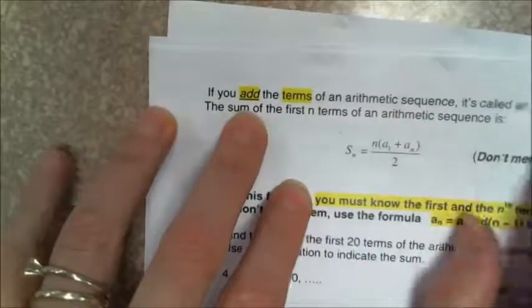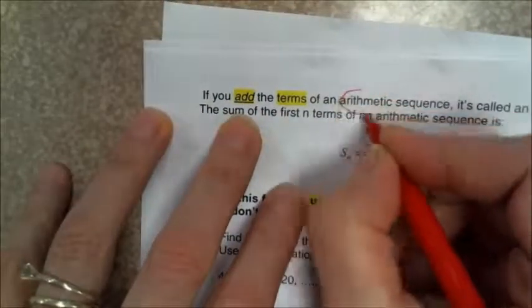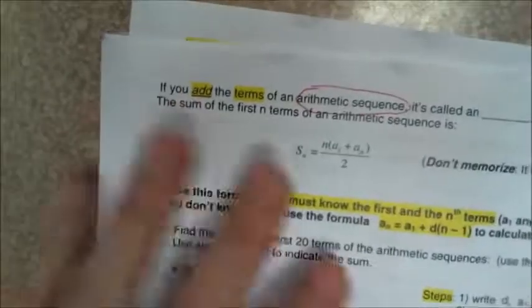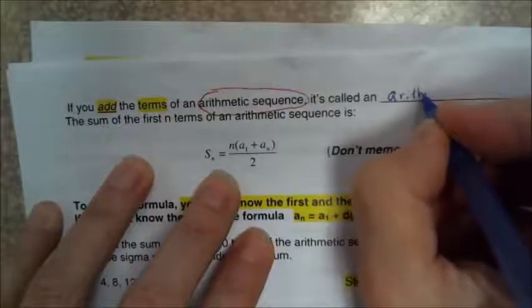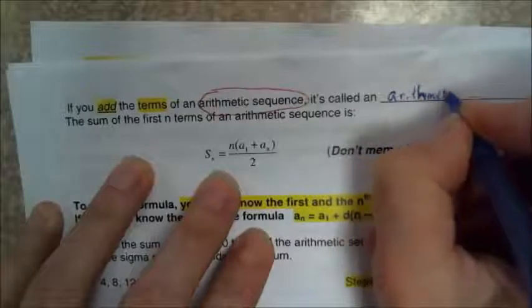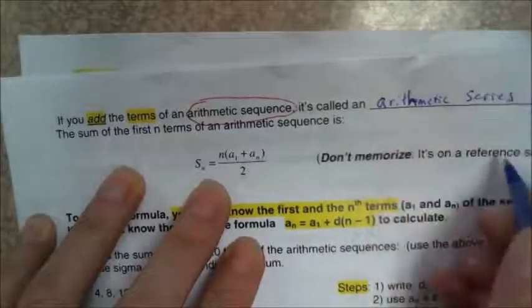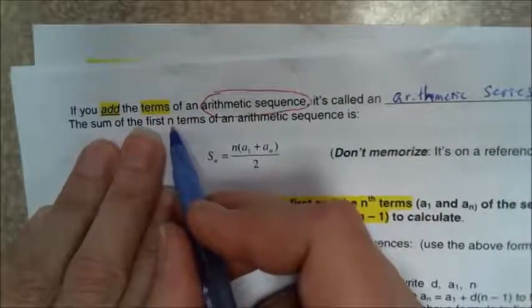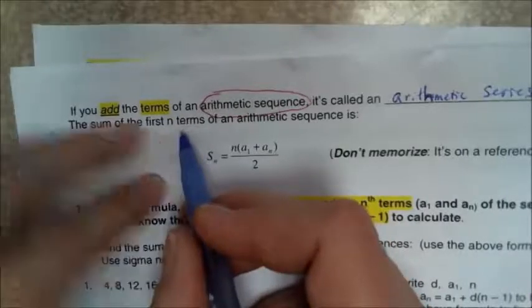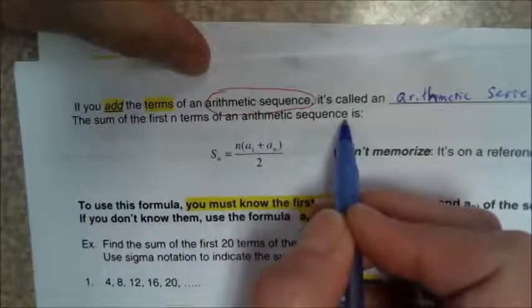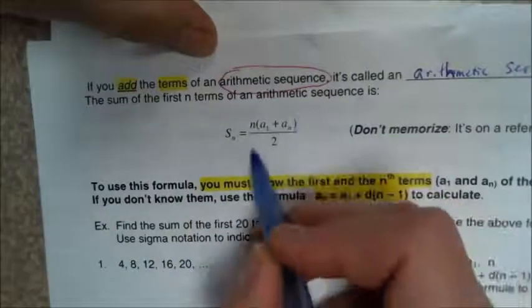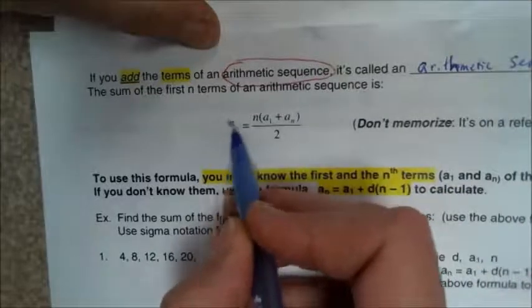Now if you add all of the terms of an arithmetic sequence, it's called an arithmetic series. Now sometimes you have to just sum the first 10 terms or the first 20 terms or the first 30 terms, the first n terms of an arithmetic sequence. If you want to sum the first n terms, there's a formula that you can use. S stands for sum.